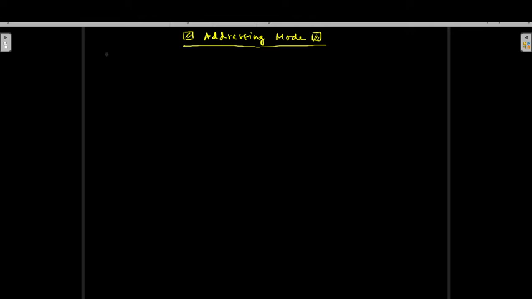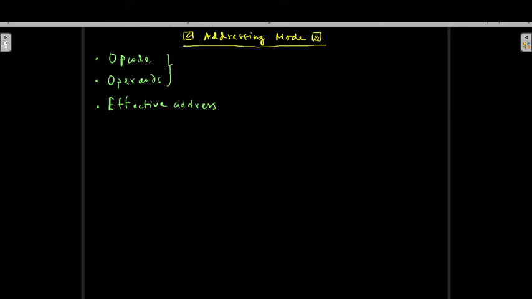Hello, let us start the concept addressing mode. Before going to addressing mode, we need to consider certain topics. First one is the opcode, second one is operand, third one is effective address. So let us consider first the opcode and operands.